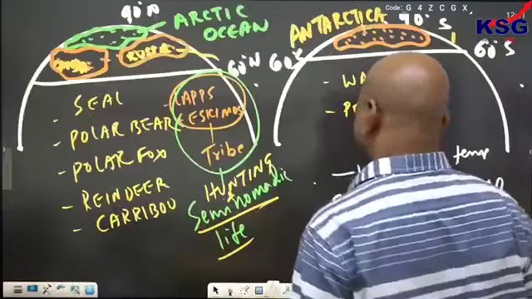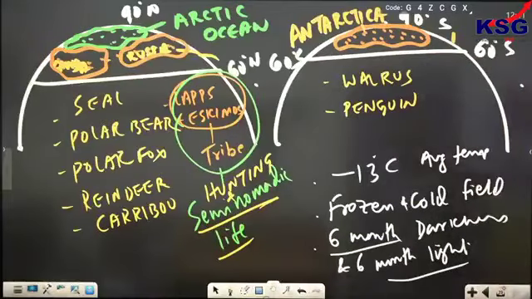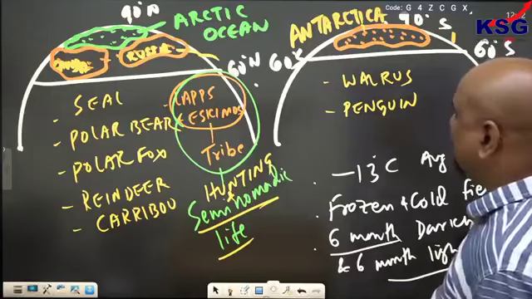Okay, next one. Arctic, Antarctica, you see seal, polar bear, polar fox, reindeer, caribou, walrus, penguin, all these things here you have. Minus 13 degrees Celsius average temperature, frozen and cold field, ice at 6 month duration or 6 month night. You have day and night. In these regions, particularly north, the southern part is not habitat, only scientific experiment which you have in Antarctica. No heavy permanent habitation is there. People are there, scientists, a scientific research center is here.